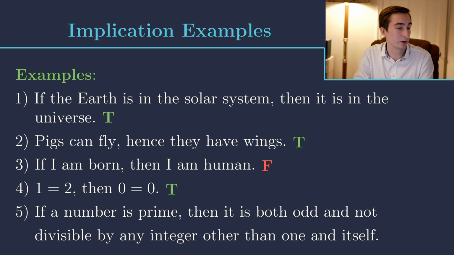And the final one is a little tricky, because I've got if a number is prime, then it is both odd and not divisible by any integer other than 1 and itself. This might seem to be true, but we've got this small edge case, which is the number 2. That's an example of one which is divisible by 1 and itself, but it is not odd. And because we've got the and operator in here, recall that the and operator is only true if both of those conditions are true. So this overall statement here is false because we've got a truthhood implying a falsehood for the one counterexample of the number 2.